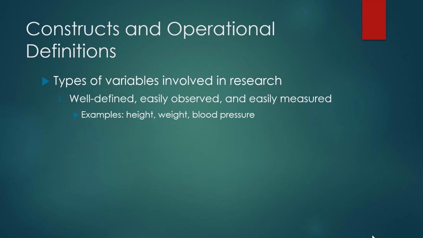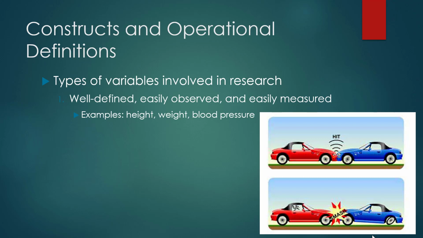Some examples of these well-defined, easily observed, and easily measured variables are height, weight, and blood pressure. You use a ruler, you measure somebody, right? They step on a scale and you measure their weight or another object's weight. We have a device that can measure blood pressure. There's nothing arbitrary or abstract about that. It's concrete.